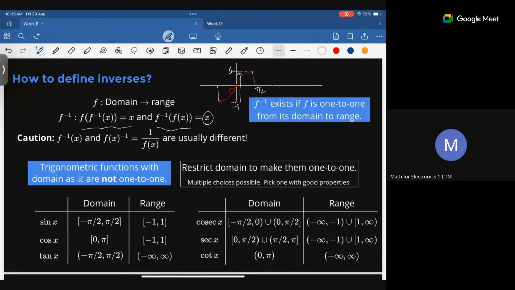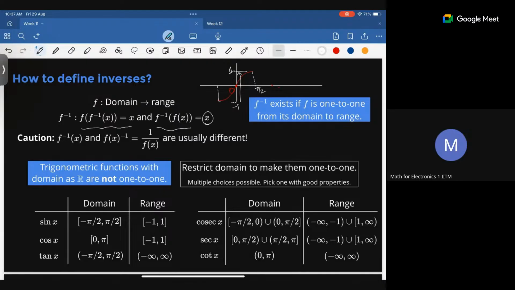Whereas for cos x, if you choose minus pi by 2 to pi by 2, it will again be this half semicircle, which will again break the property of 1 to 1. So for cos, what we do is we choose from 0 to pi, so that it will cover all values from 1 to minus 1.